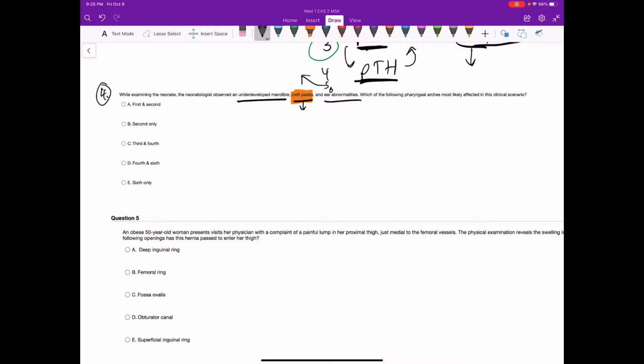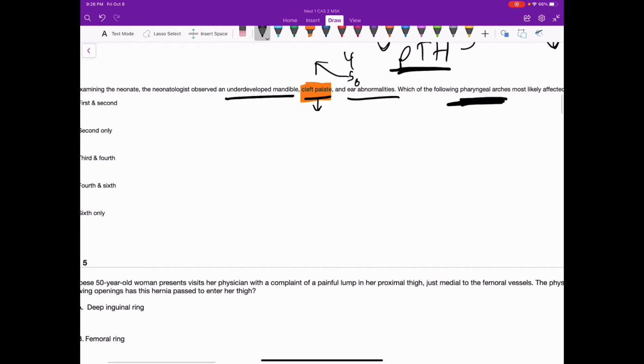Which of the following pharyngeal arches... Okay, so I just said arch. I gave it away. Which one of the pharyngeal arches most likely is affected in this scenario. Okay, so we're going to talk about an arch. And what are the arches? Where do they come from? Ecto, endo, or mesoderm? They're coming from the mesoderm.